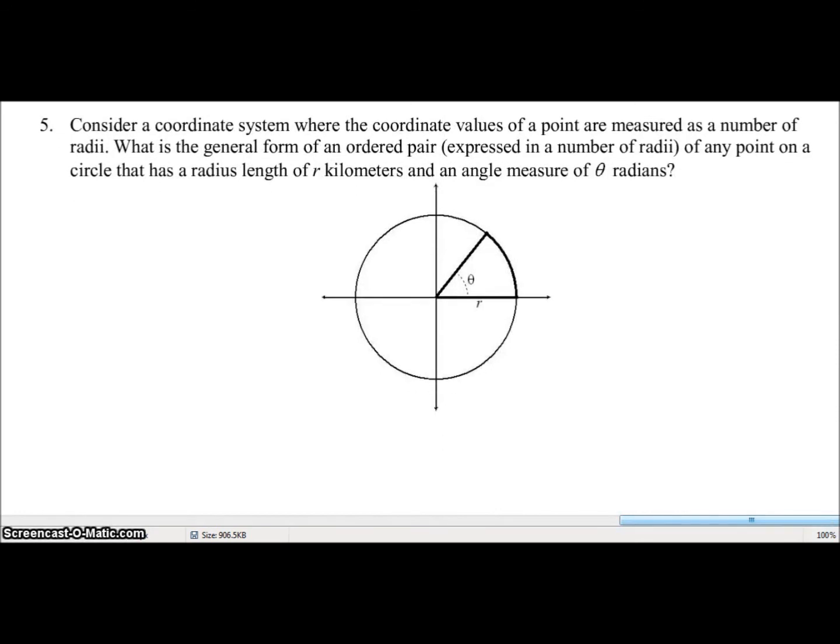Consider a coordinate system where the coordinate values of a point are measured as a number of radii. What is the general form of an ordered pair expressed in a number of radii of any point on a circle that has a radius length of r kilometers and an angle measure of theta radians? So we want this angle right here. The answer is cosine of theta, sine of theta. And I think I could spend about all night thinking about this one.